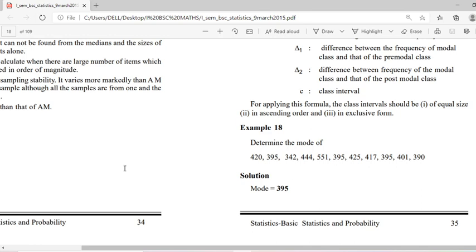For example, consider the data 420, 395, 342, 444, 551, 395, 425, 417, 395, 401, 390. What is the mode? Which item is repeated most frequently? 395 is repeated thrice, so we can take 395 as the mode.